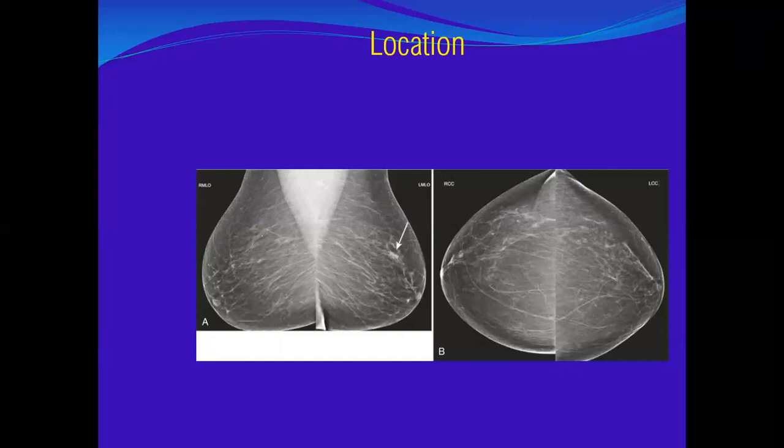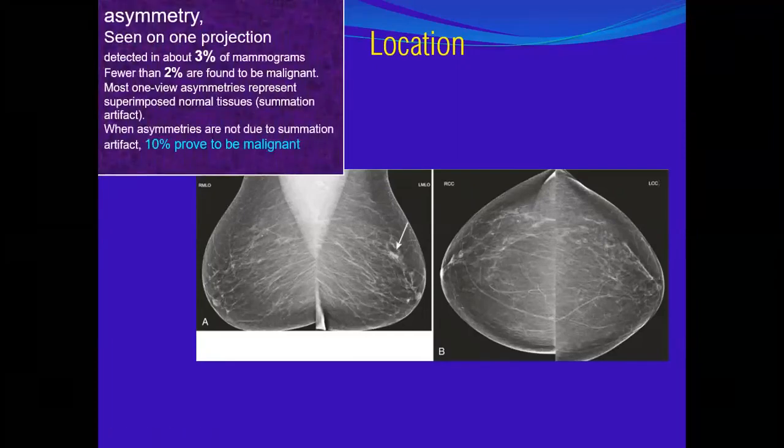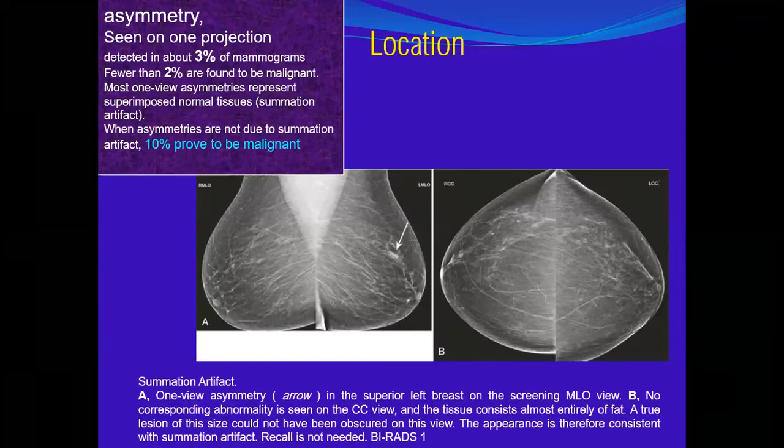But since I haven't here any superimposition of tissue and the area is clearly fatty, and this is even a sizable area of focal asymmetry, if it is a real one, it's supposed to be visualized in the contralateral view. See? So I will consider it as an asymmetry. Okay.